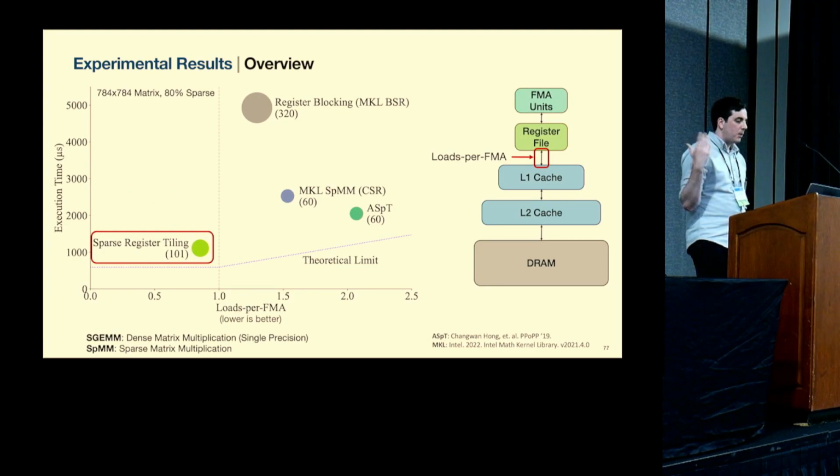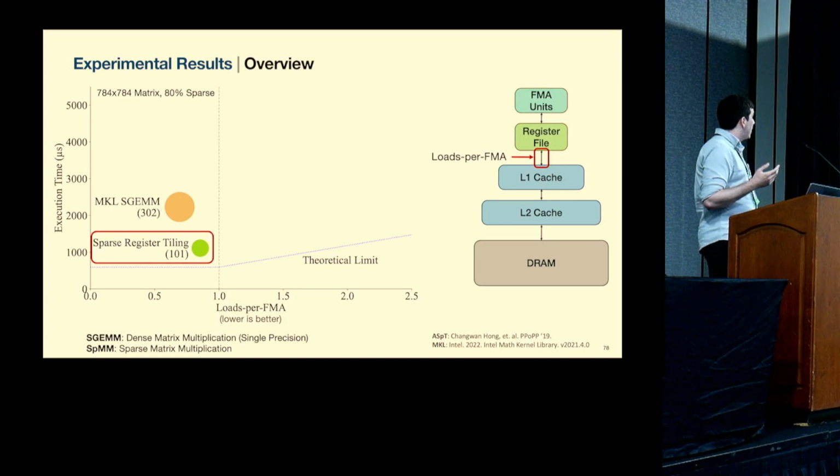Compared to our sparse baselines, we can see here that our loads per FMA is lower. This means our register tiling is more efficient, and as a result, we have a lower execution time. Compared to our dense competitor, we can see that while dense can have a very efficient register tiling, they perform more compute overall, and that's represented by the size of the bubble. So we perform less compute, also resulting in lower execution time.